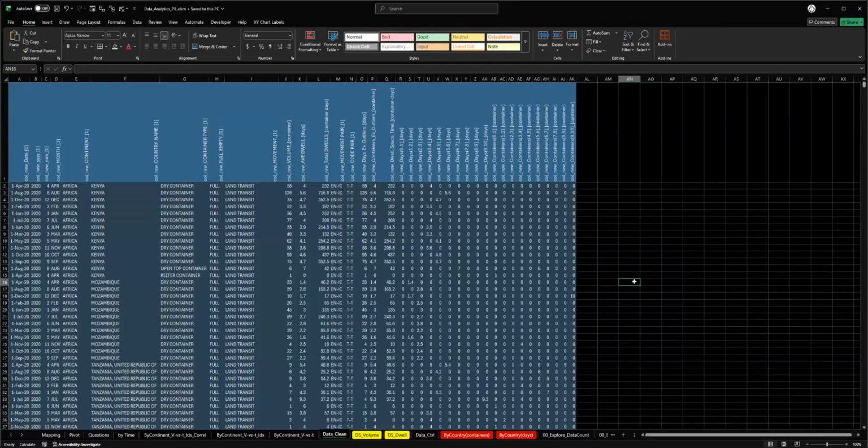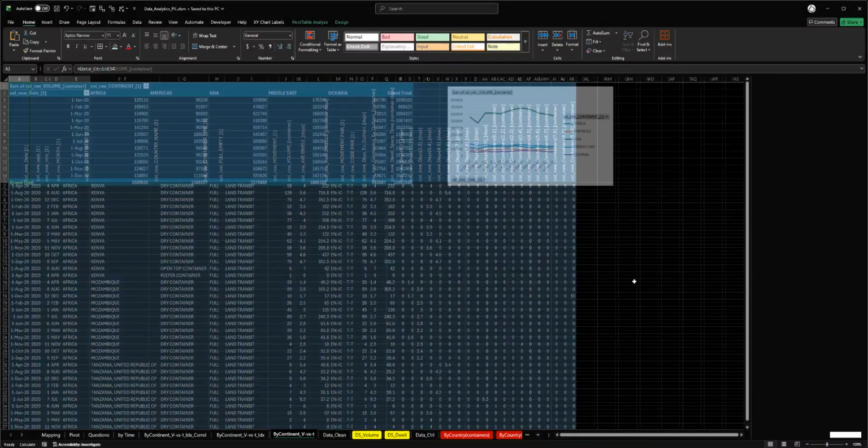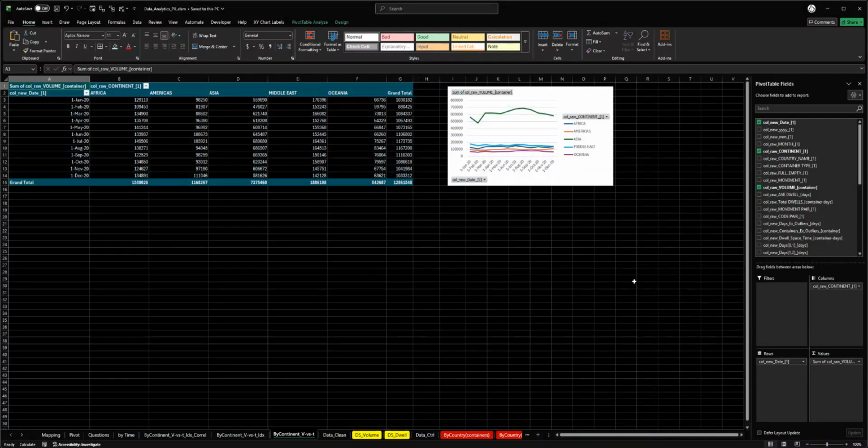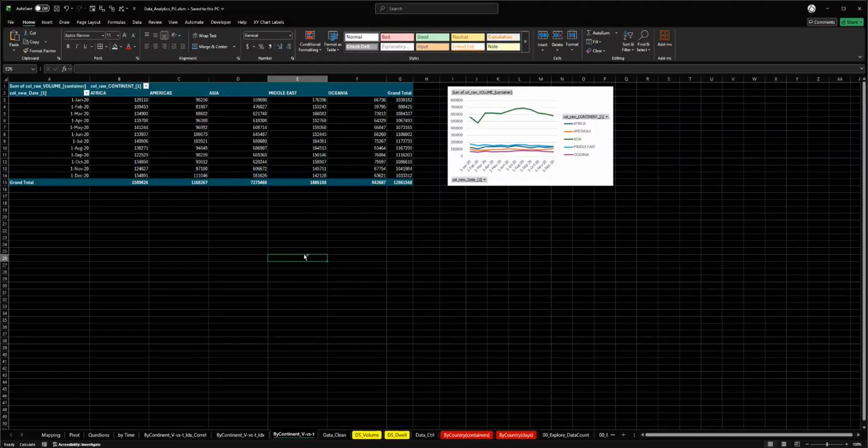Hey guys, so I'm looking at the data in Excel. This is the data clean tab, which is also pulled into Power BI. And so I pull in a pivot table here and put the dates in the rows and the continent in the columns. So you get time series in these various columns, right?